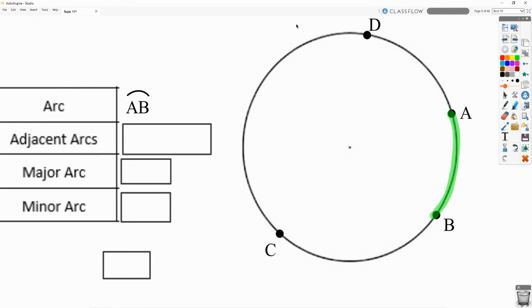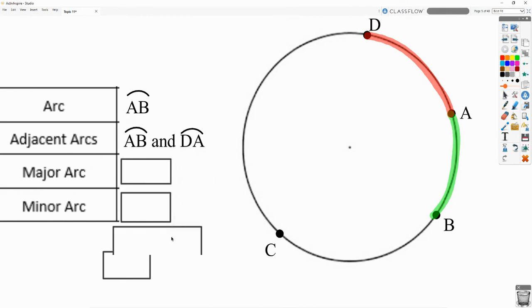Adjacent arcs. Okay, we talked about that word adjacent, just means next to. I'm going to do this in different colors here. So if we did arc DA and arc AB, those 2 arcs are right next to each other. They're both part of this whole circle. This arc is this piece right here, DA, and arc AB is the one down here that's green. They would be adjacent to each other, and they share point A is what they have in common. So those would be adjacent arcs.